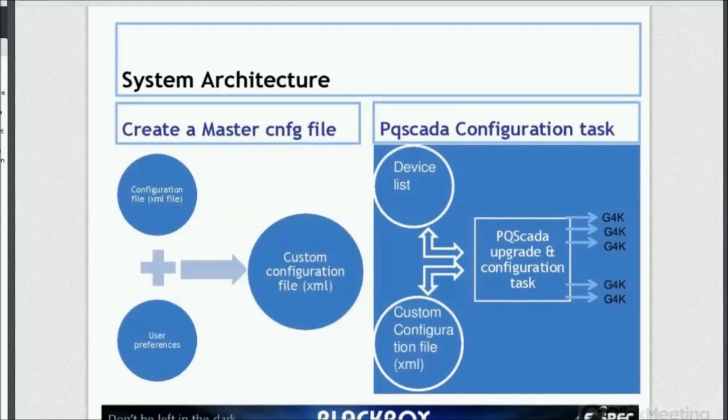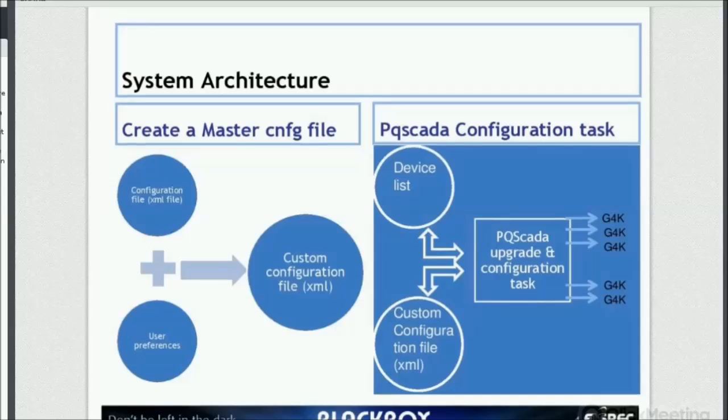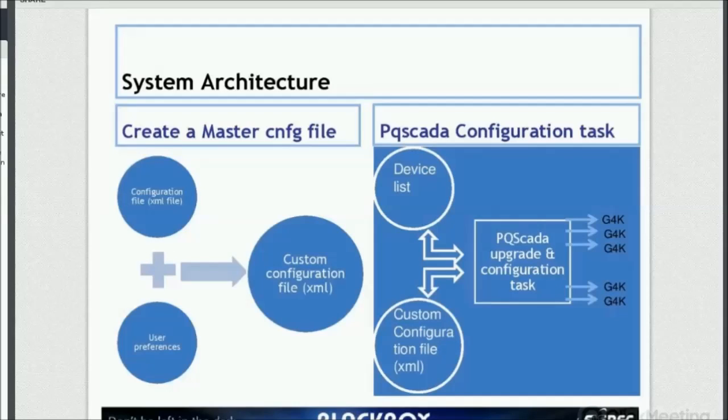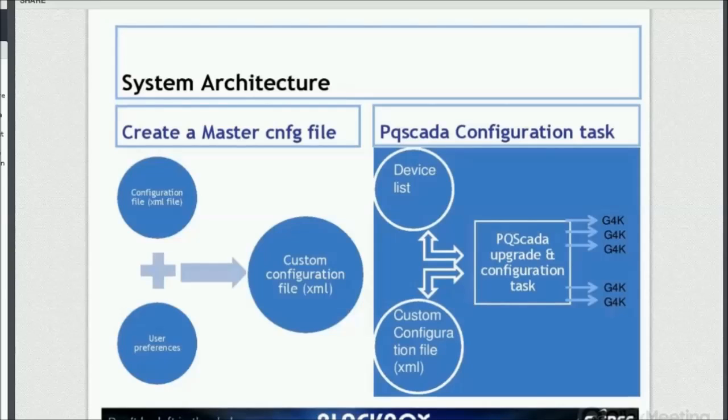The system architecture, when we do this kind of task: first of all, we have the configuration file, the full configuration file with all settings. Then we merge it together with the user preferences. So the user, using the utility configuration tool, checks only those checkboxes with the specific settings that he or she would like to filter, to create this custom configuration file.